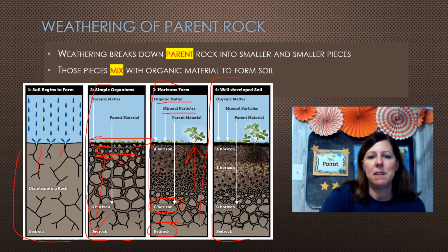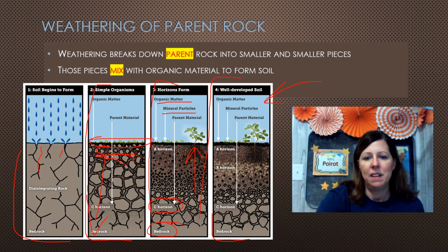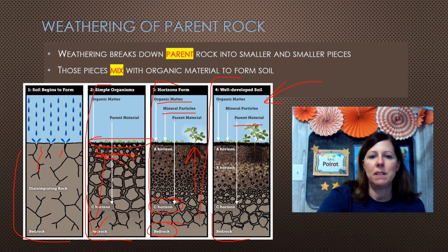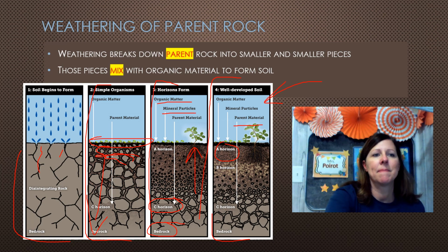If you are going to be a farmer, this is the type of soil that you want to have. You want to have the parent material far down, then you want your mineral particles and your organic matter at the top. This is what's going to grow the best plants.